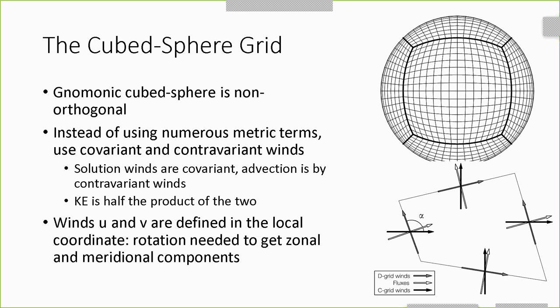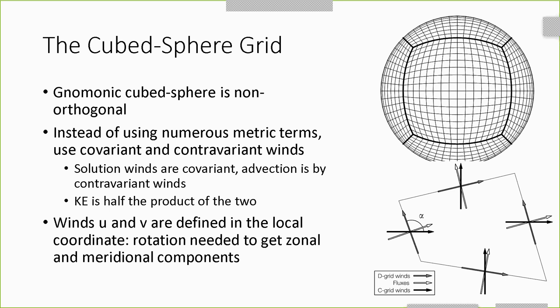Another thing you could do instead is introduce a whole bunch of different metric terms into your governing equations, so you could use one form of the winds instead. But that becomes a lot more complicated, computing a lot more terms. Instead, it's a lot more convenient simply to have the covariant winds and the contravariant winds multiplied together. And they have the additional advantage that when you formulate the kinetic energy, if you multiply the covariant wind by the contravariant wind, that gets you the correct form of kinetic energy. So it's simply due to the mathematical form of how the kinetic energy is made.